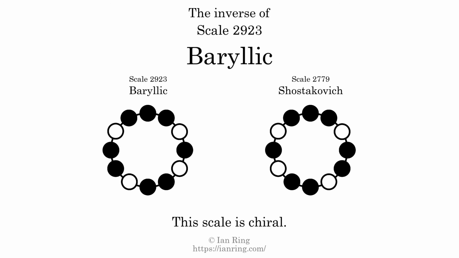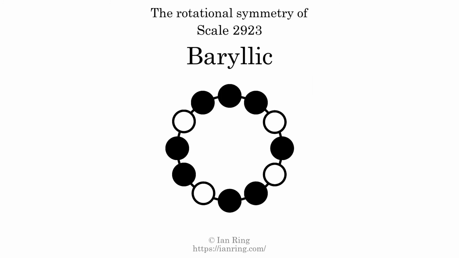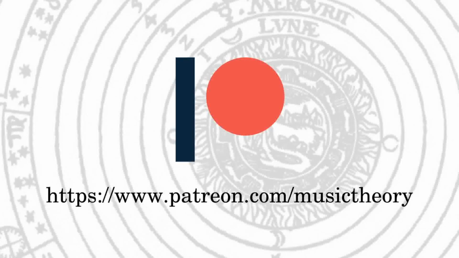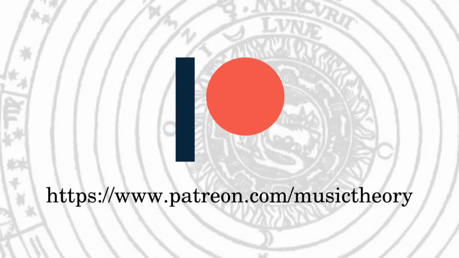The inverse of a scale is a mirror image. It is what you get when the sequence of intervals is reversed. The inverse of this scale is scale 2779, also known as Shostakovich. This scale is chiral. It cannot transform into its inverse by rotational transformation. This scale has no rotational symmetry. For even more detail about this scale, visit ianring.com/musictheory/scales/2923.